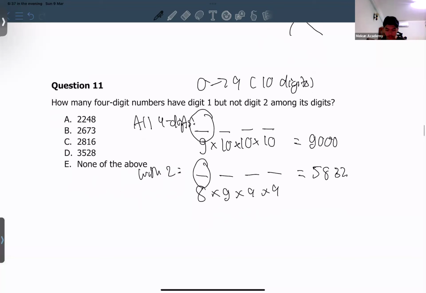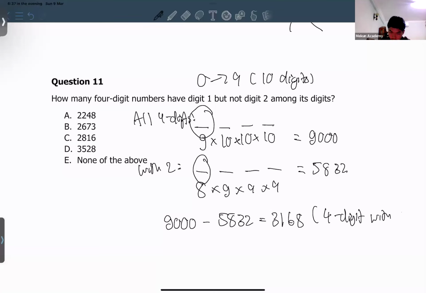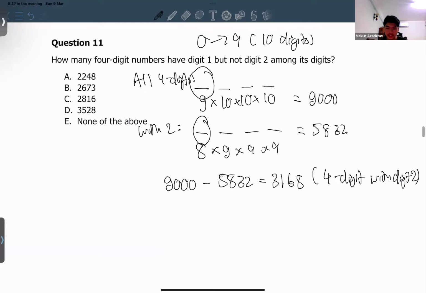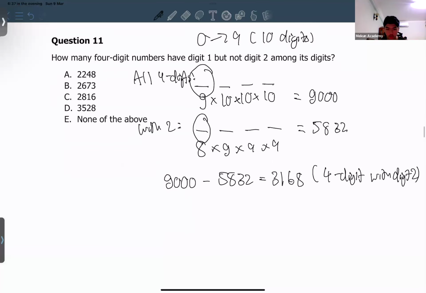So from this, you can conclude that the number of 4-digit numbers that contain digit 2 is 9,000 minus 5,832, which equals 3,168. Okay, so again we need to find one more, which is the total number of 4-digit numbers that do not contain digit 1 and digit 2.